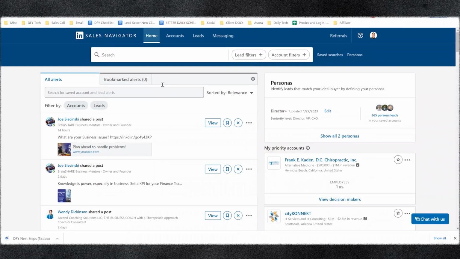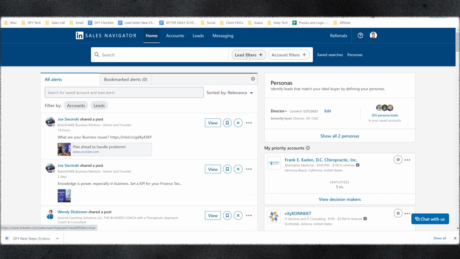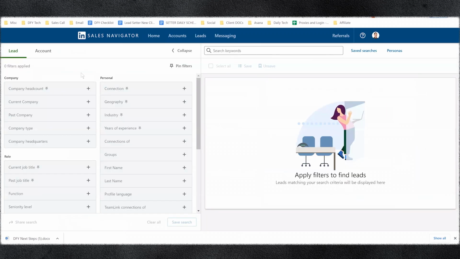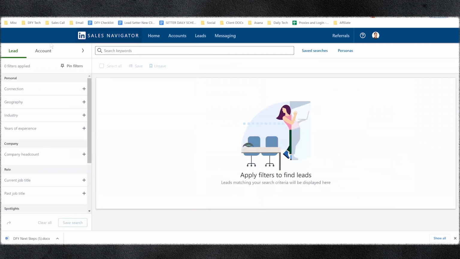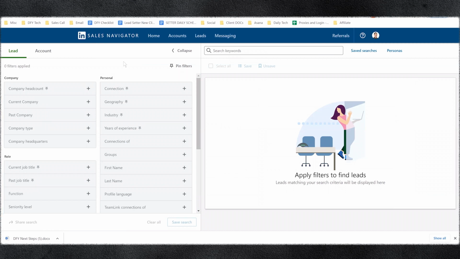Let's get to it. Okay, so right now we're on my Sales Navigator. You wanna go to the home page, click on home. Then you wanna click on lead filters right here. Sometimes this will be collapsed. You have to just click on this little arrow to expand it. And these are all the filters we're going to use. Now I'm going to show you the ones that we use and the ones that actually will hurt your search.